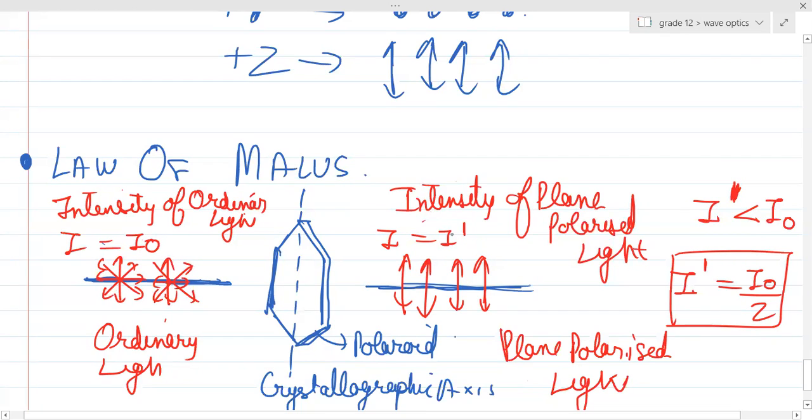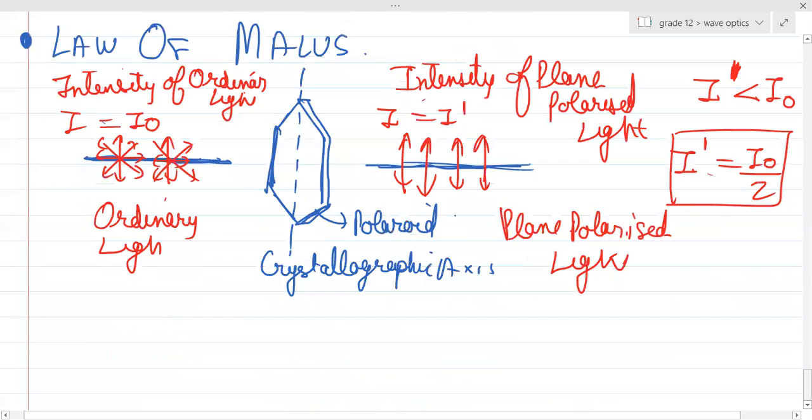Hello guys, is this understandable? Do I need to give a derivation for this? Guys, shall I give a derivation for this? Is it fine? Do you accept what I'm saying?